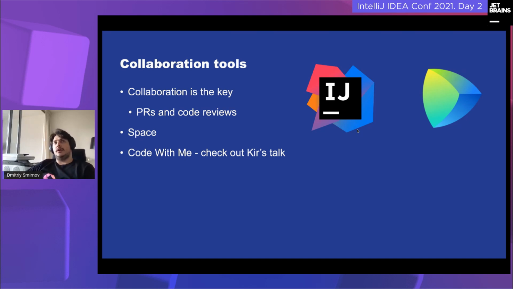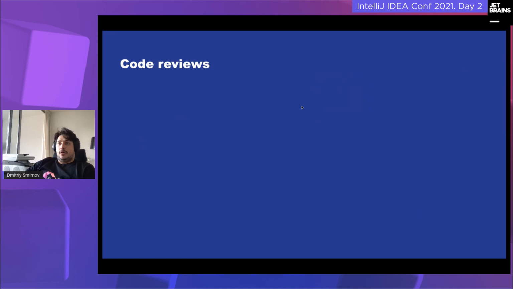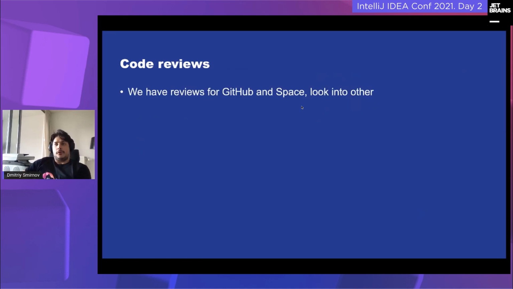For example, a simple idea off the top of my head is that you could invite a user to a Code with Me session right from the annotations. So you see that some user changed the code and you don't understand why, and you can right from there invite them to a collaboration session to discuss and fix. For code reviews, we already have support for GitHub and Space. We will be looking into adding support for other platforms like GitLab, Bitbucket, maybe something else in the future.